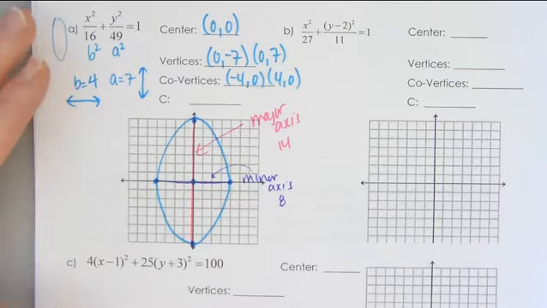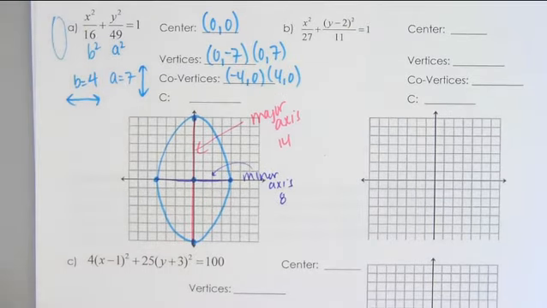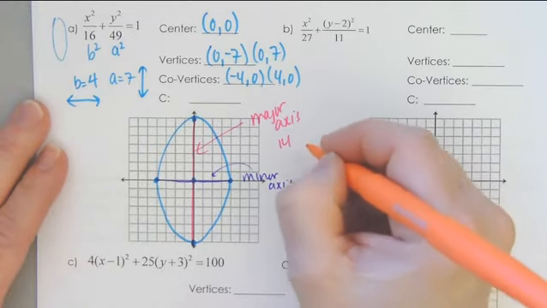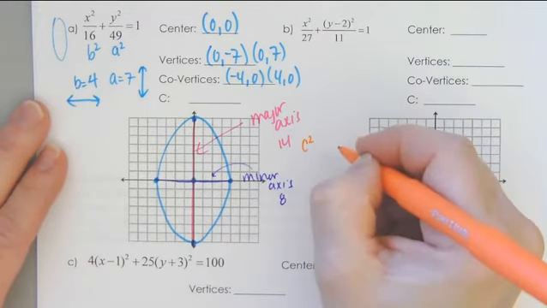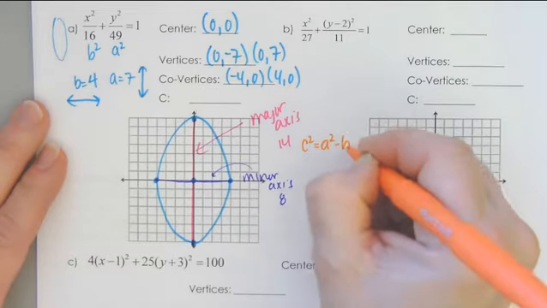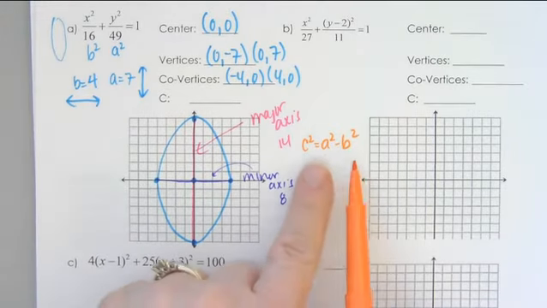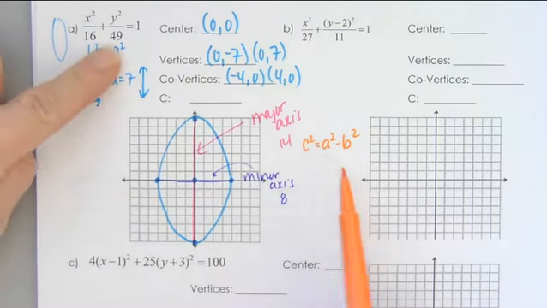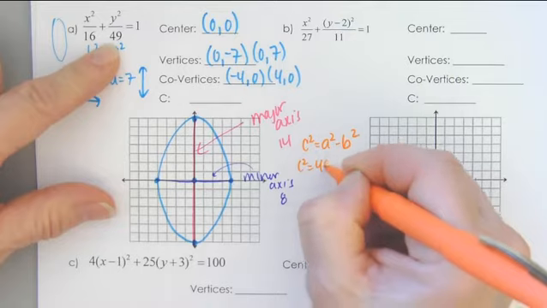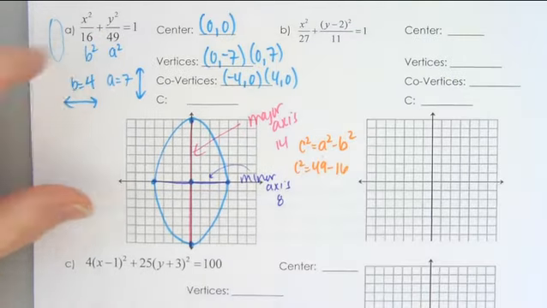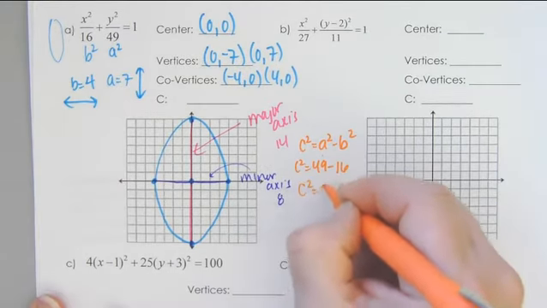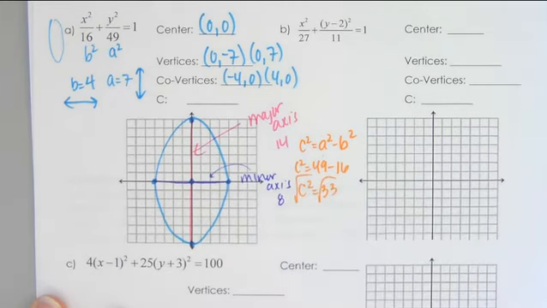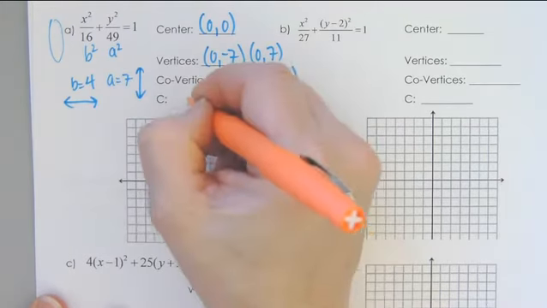So in order to find where those foci go, we're going to have to do c squared is equal to a squared minus b squared. And again, you'll know right away if you have your a and your b mixed up, if you have a negative value here. You always want to do the bigger number minus the smaller number. So 49 minus 16 is 33. Square root that. It's not going to be pretty. So my c value is radical 33.